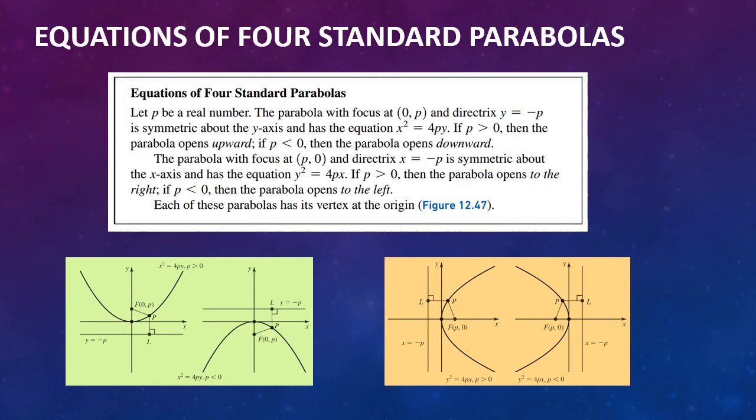So let's look at the equations of 4 standard parabolas. Let p be a real number. The parabola with a focus at (0, p) and directrix y equals negative p is symmetric about the y-axis and has the equation, as we saw before, x squared equals 4py. If p is greater than 0, then the parabola opens upward. That's the one on the left here in the green. And if p is less than 0, then the parabola opens downward.